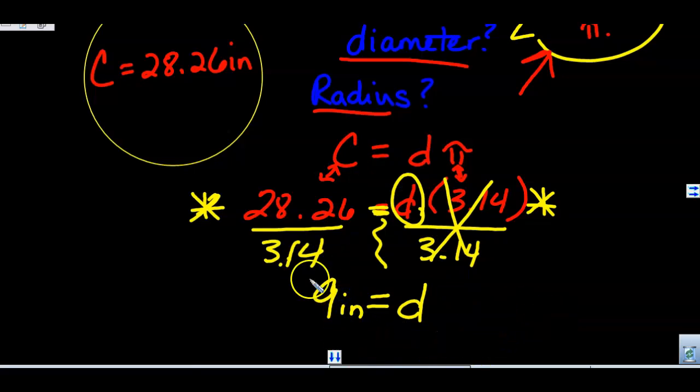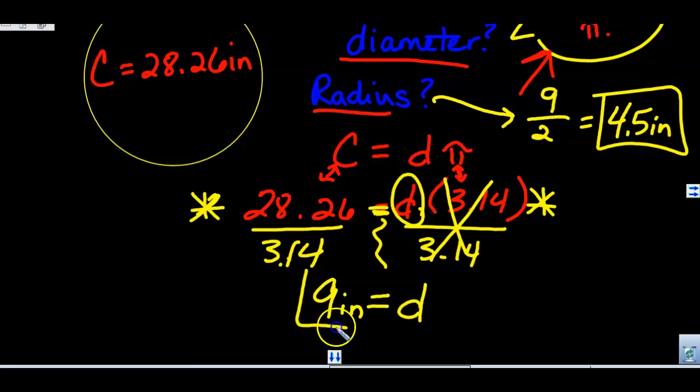Now that we know the diameter, could we find the radius? Sure, you bet. We're just going to take the diameter and divide it by 2. So 9 divided by 2 gives us a radius of 4.5 inches. Pretty cool, huh?